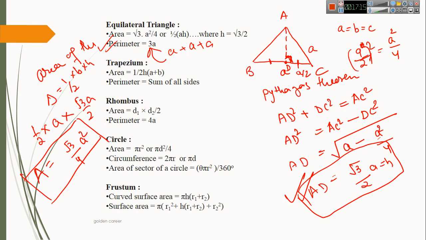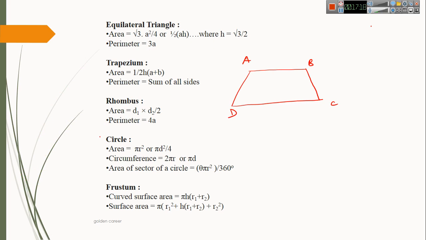Next we have the trapezium. This type of plane figure is known as trapezium. Here only one condition follows: AB is parallel to CD. That is, only one pair of opposite sides of the quadrilateral is parallel. The other two opposite sides are not parallel to each other, neither equal to each other. So we should keep in mind that AD is neither equal to BC nor parallel.